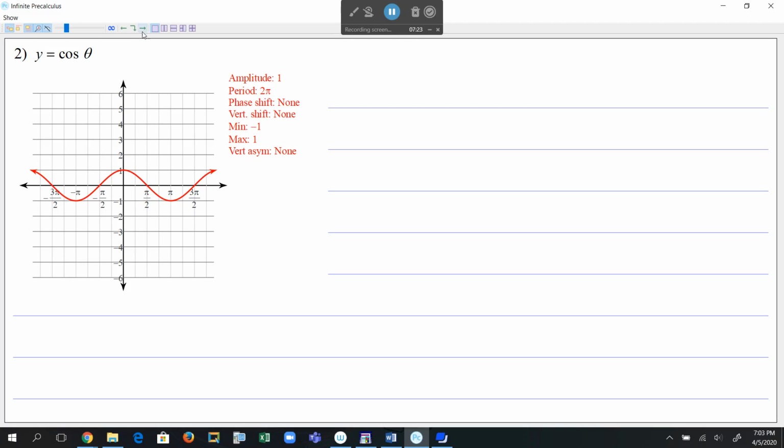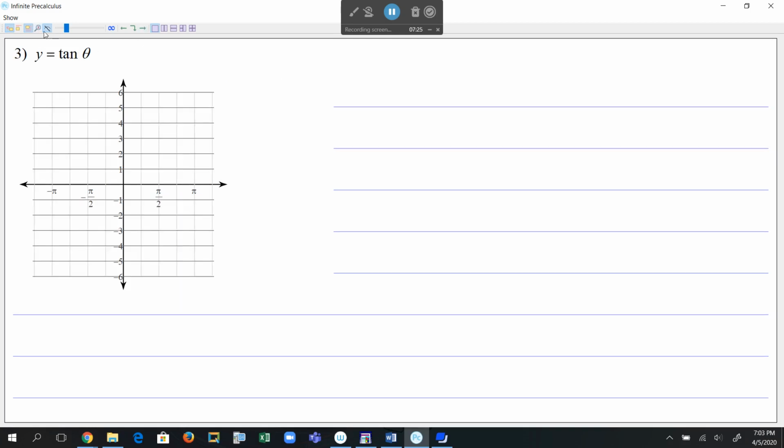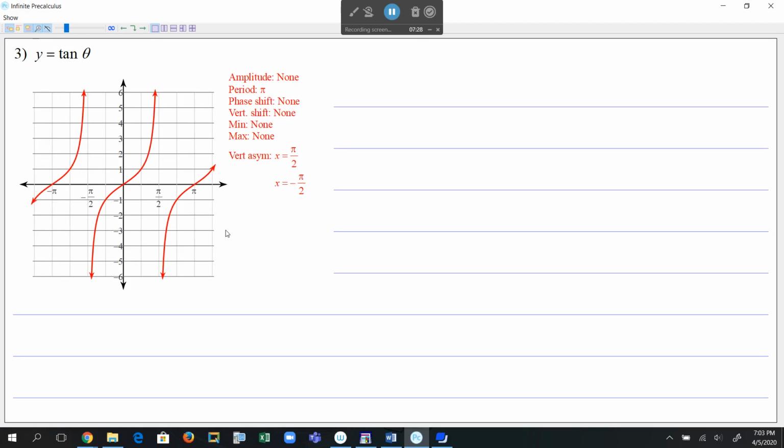Okay. Let's move on to the next example. This is the tangent function. I'm going to go ahead and share with you the graph first before we go back and go over this. By looking at the graph of tangent, we can all see that tangent does have vertical asymptotes at negative pi over 2, positive pi over 2, and so on and so forth.